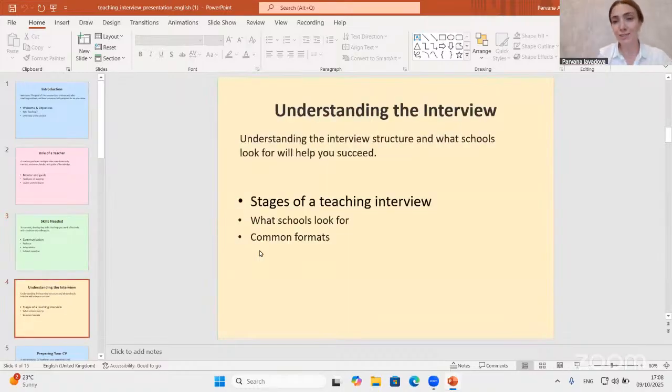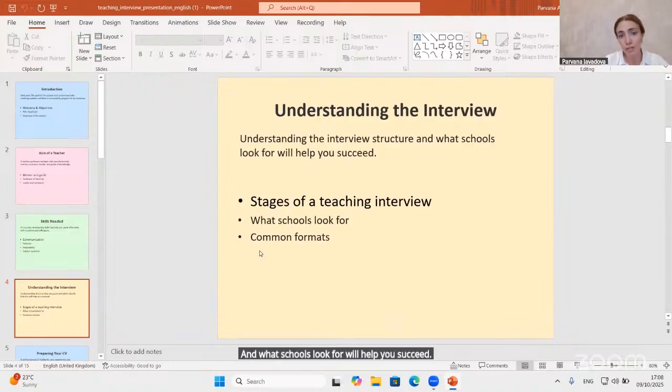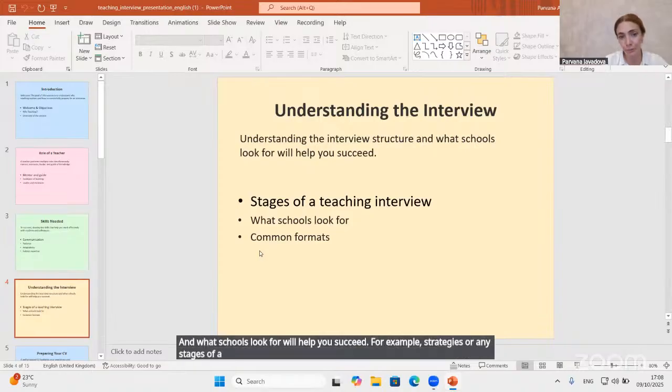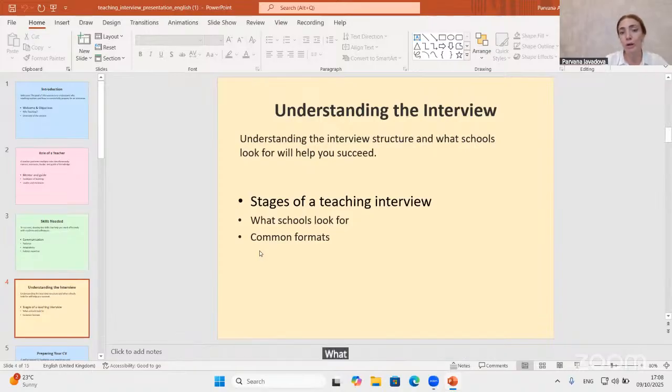This is about the interview process. That is our main topic. Understanding the interview structure and what schools look for will help you succeed. For example, strategies or any stages of a teaching interview, what schools look for, or common formats.